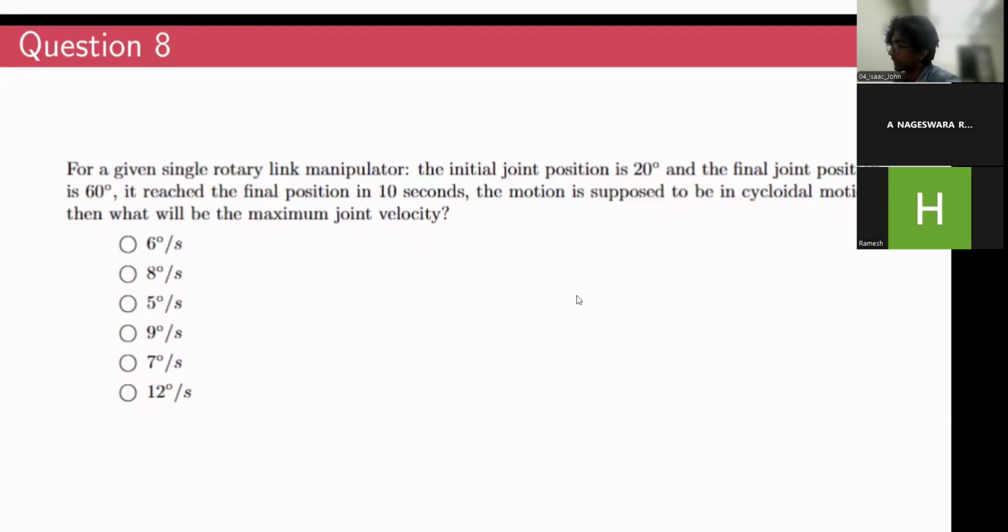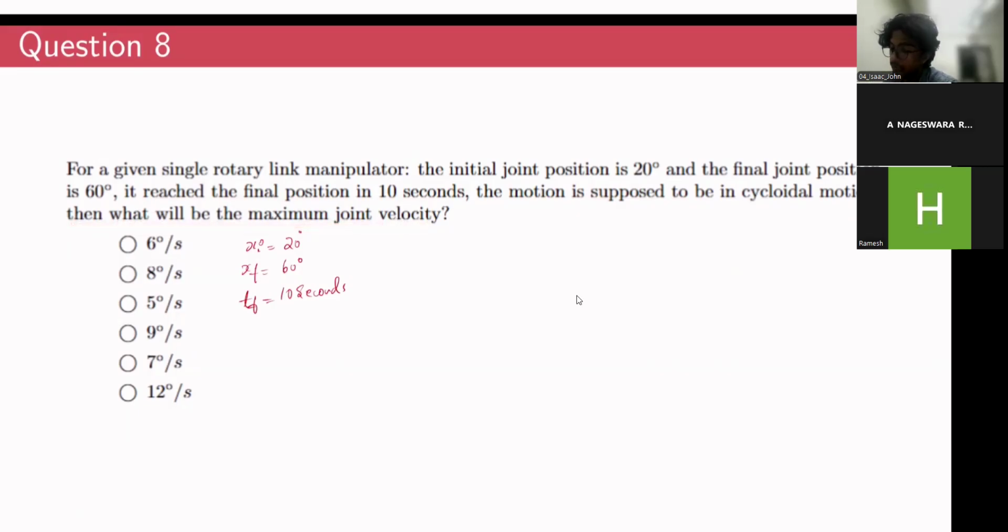For question 8, this is a cycloidal motion problem. Let's see how to tackle this. For a single rotary link manipulator, the initial joint position xi is given as 20 degrees and the final joint position xf is given as 60 degrees, and it reaches the final position in 10 seconds. So TF would be 10 seconds. The motion is supposed to be cycloidal. Then what will be the maximum joint velocity?